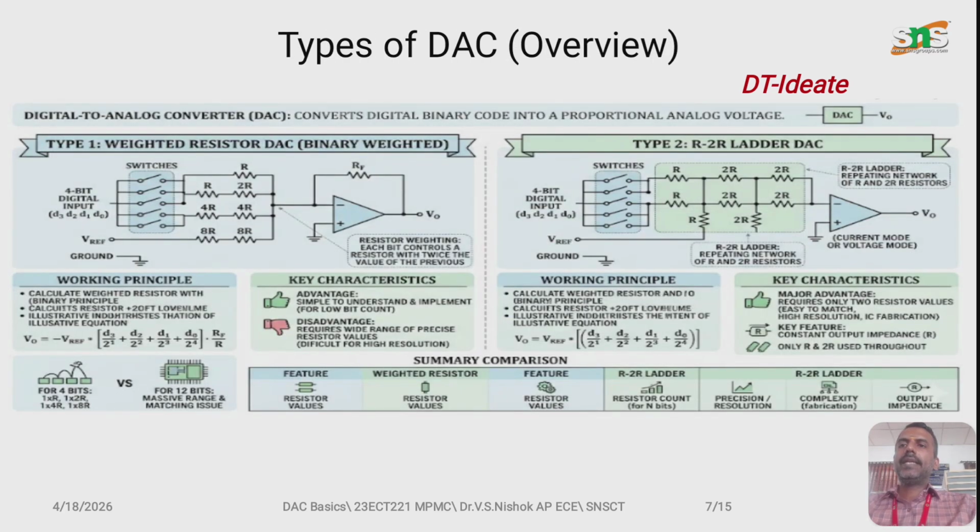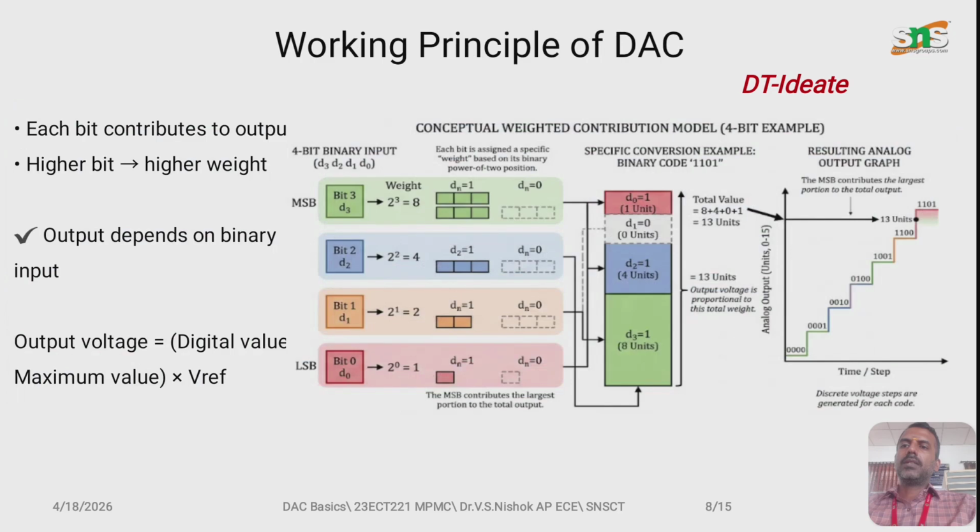And coming to the main types, the D2A converters are the weighted resistor D2A converter and the R2R ladder D2A converter. In both we will be using resistors for converting the digital to analog signal with the help of the D2A converter.